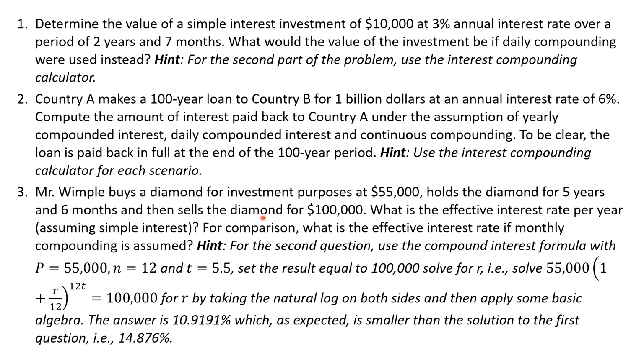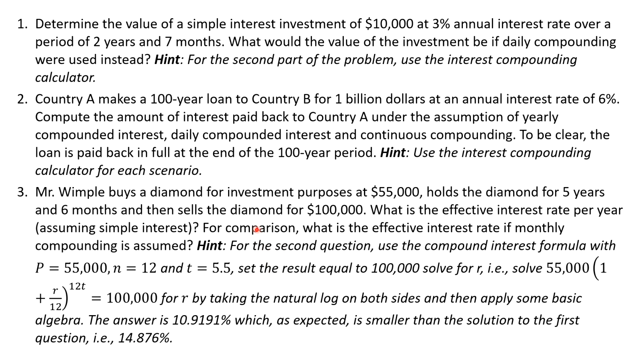Mr. Wimple buys a diamond for investment purposes at $55,000. He holds the diamond for 5 years, 6 months, and then sells it for $100,000. What is the effective interest rate per year, assuming simple interest? You just take the difference, which is $45,000. You divide by $55,000, and you get your interest rate over the entire 5.5 years. Then you divide that by 5.5, and you get 14.876%.